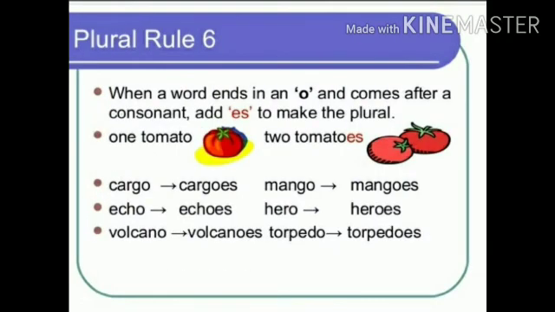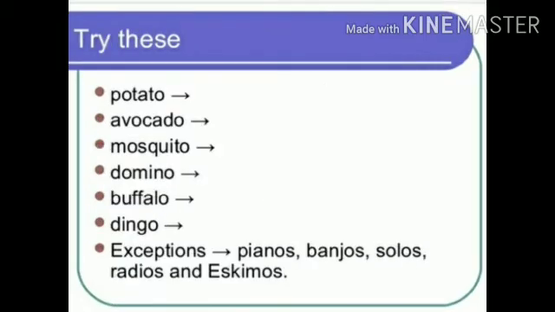Rule number 6. When a noun ends in o and comes after a consonant, that is, there is a consonant before o, then we add es in order to make it plural. Cargo, echo, volcano, mango, hero, torpedo, these words all take es in order to change to their plural form.